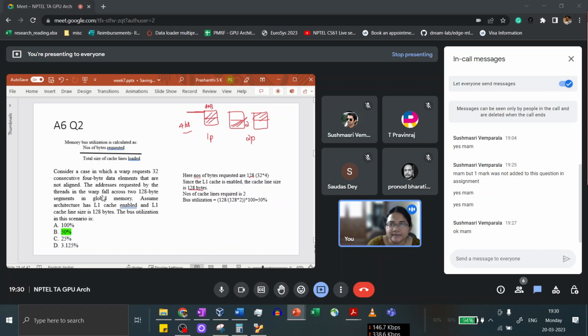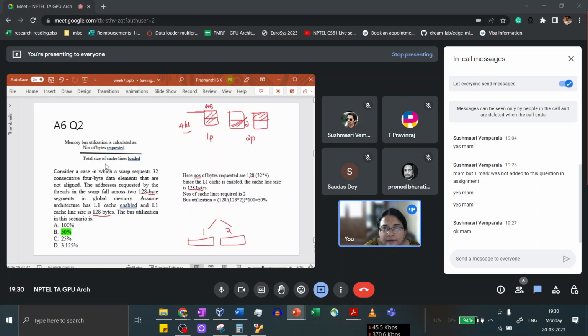Now in this case, what we are told is the addresses that are requested by the warp fall across two 128 byte segments, right? So these 4 addresses fall into 2 segments. So now how many cache lines do we need to load? The segment size is also 128 byte and the cache line size is also 128 bytes. So we just need 2 cache lines.